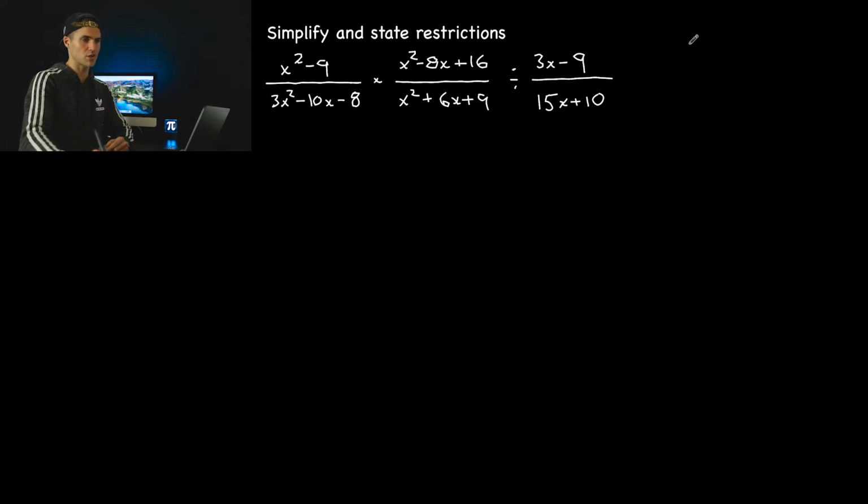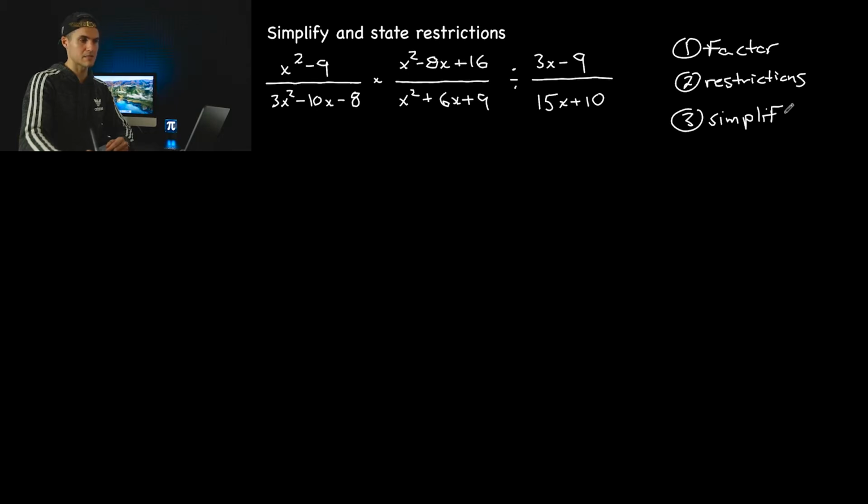So basically my general steps are: I factor, and then before simplifying I get my restrictions, and then after that I simplify, right? Because you don't want to simplify before getting the restrictions, because stuff will cancel out, and the stuff that cancels, you got to get the restrictions from that as well. So let's go into factoring here.